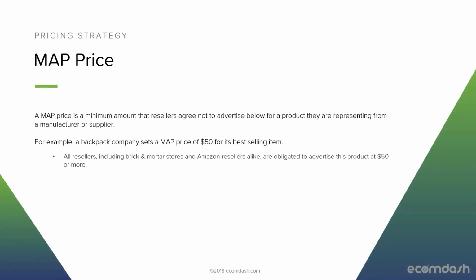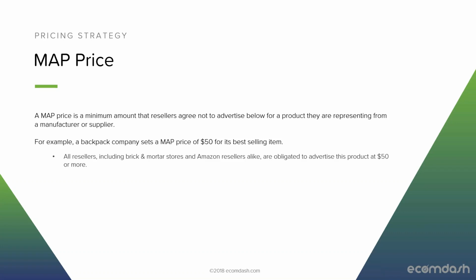Then there's MAP price. So MAP price is a minimum amount that resellers agree not to advertise below for a product they're representing from a manufacturer supplier. So for example, a backpack company that you purchase a backpack from to sell online sets the MAP price at $50 for its best-selling item, essentially saying you can't sell that or advertise it any lower than $50. If you're going to sell it online, that's got to be the number.